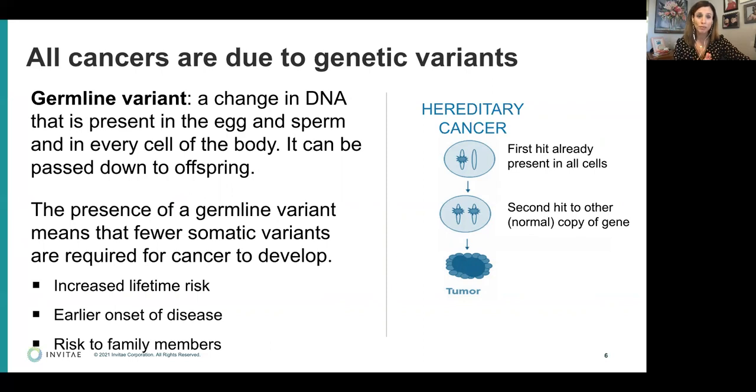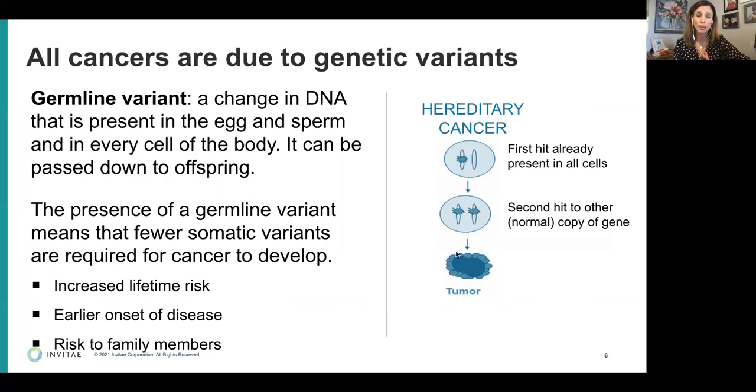When there is a germline variant present, that means that fewer somatic variants are required for that individual to develop a cancer. So as you can see here, rather than in the last example with somatic variants, in the hereditary situation, this individual is starting already with one variant present in their two copies of the gene. So he or she only has to acquire one more variant in order for that cell to have malignant potential and become a tumor or cancer.